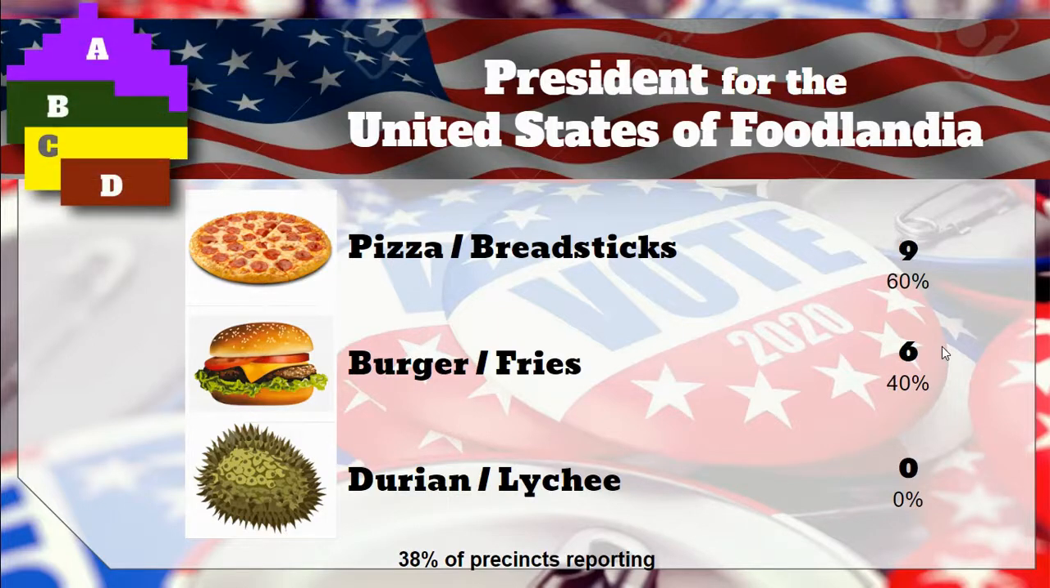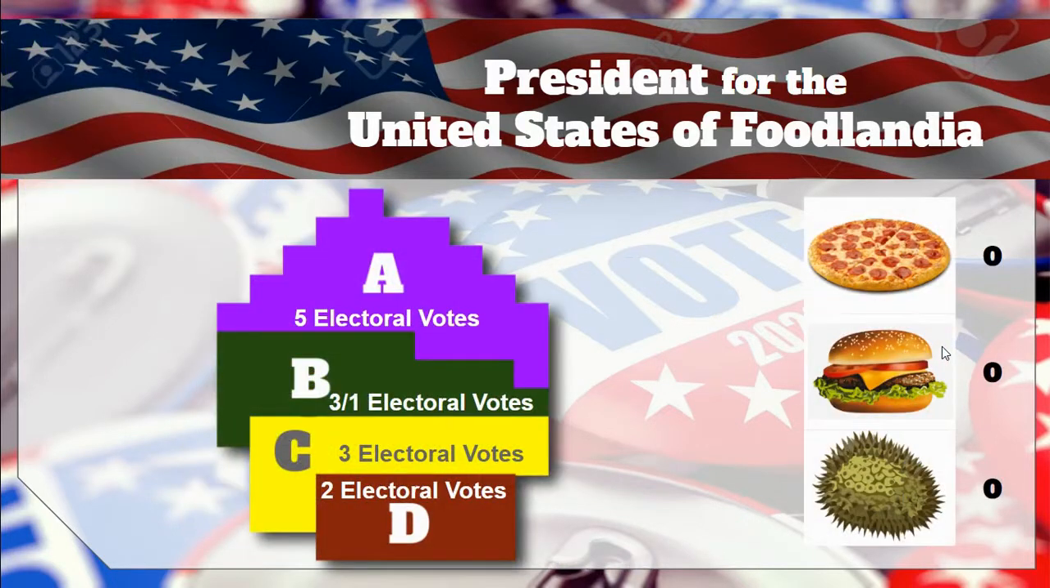So nationally, our vote totals go to 9-6, still in favor of pizza breadsticks. Still only 38% of precincts reporting. Durian lychee not on the board. So again, even though pizza breadsticks has the overall popular vote lead, we still don't have any electoral votes. We're still waiting on 100% of states in order to start awarding those. So we're not there quite yet.